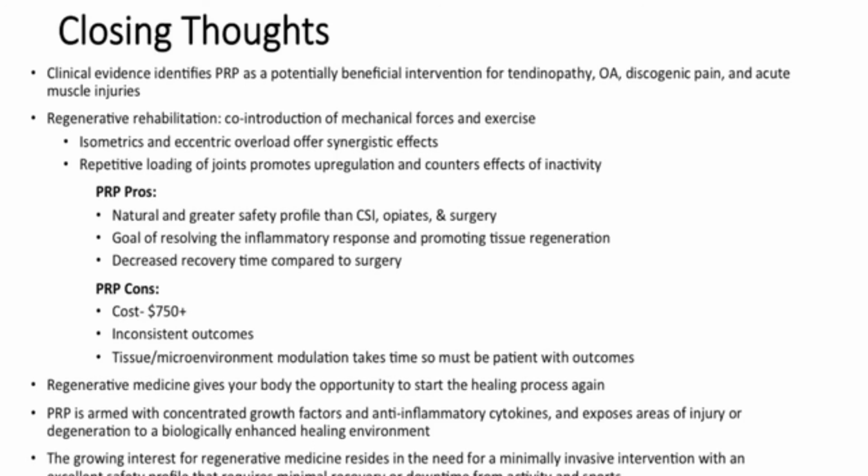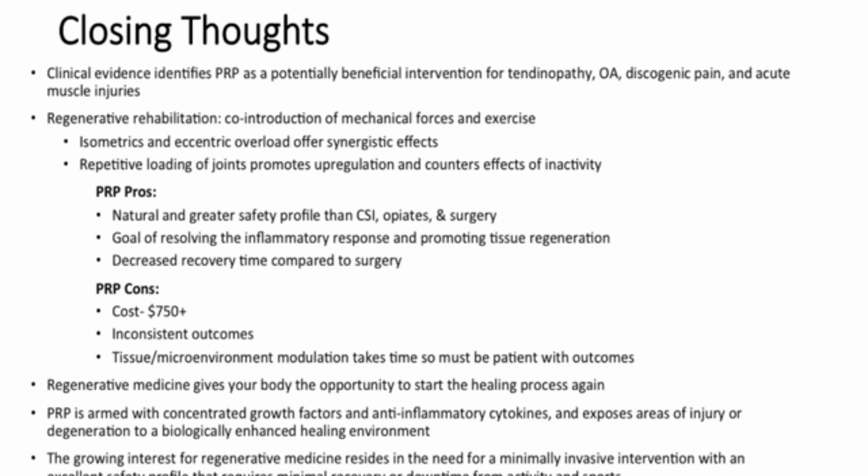So what are the pros of PRP? It's natural and has a greater safety profile than corticosteroid injection, opiates, and surgery. Goal of resolving the inflammatory response and promoting tissue regeneration. The biggest pro is that there's decreased recovery time compared to surgery. The cons to PRP is that most likely it's not covered by insurance and can be expensive, $750 and more.